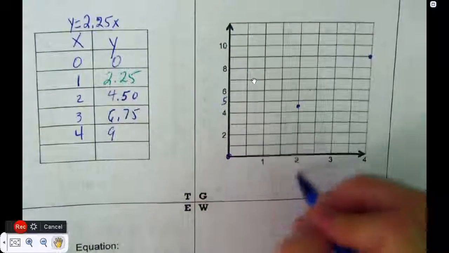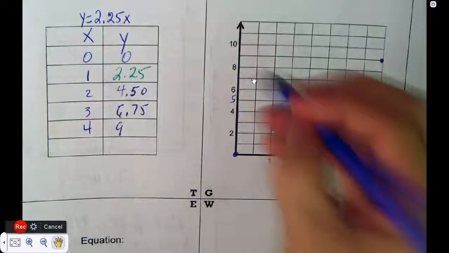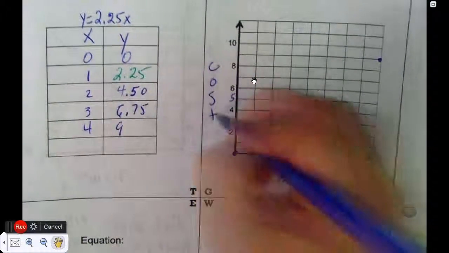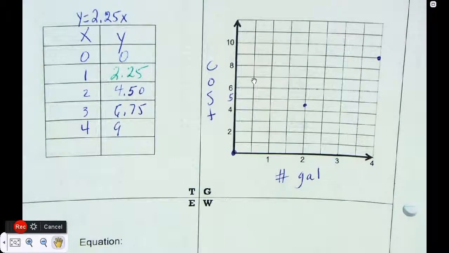Okay, this is the gallons, and this is the cost. Now, I want to draw a continuous line through there, so I need to do gallons of something that you buy that can be divided up. Gas. Thank you.